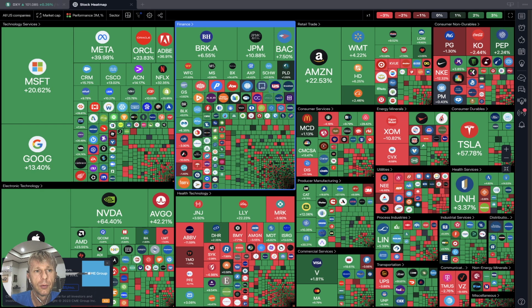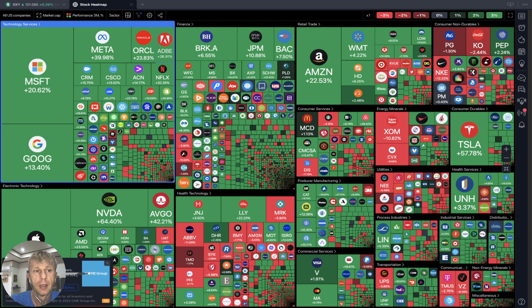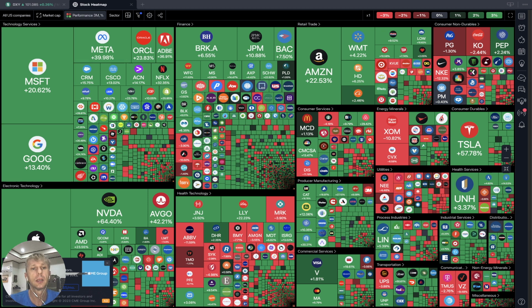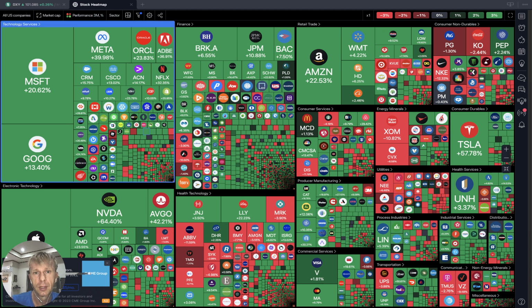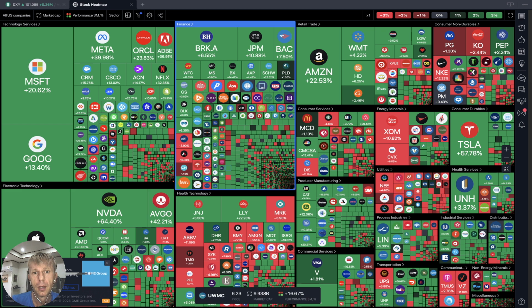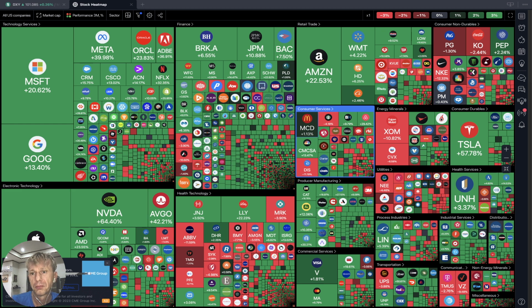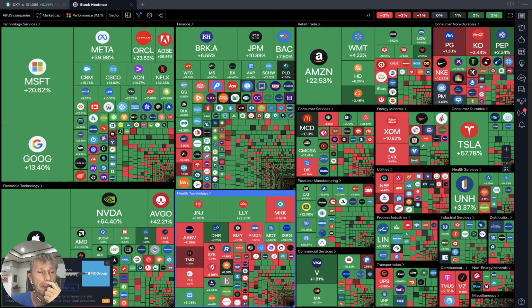Let's start with the TradingView heat map. It's all USA companies based on market cap, quarterly performance, right? Everything is green on the technology side. On the quarterly time frame, generally the market is green, except health technologies.